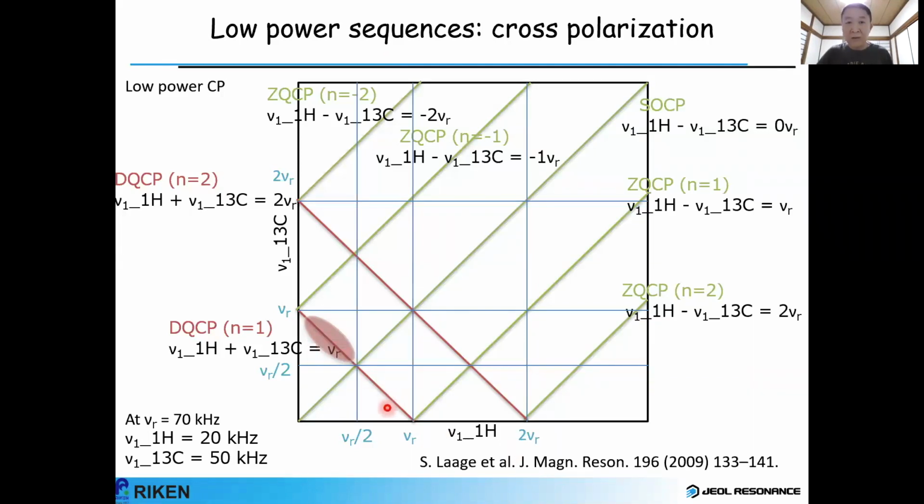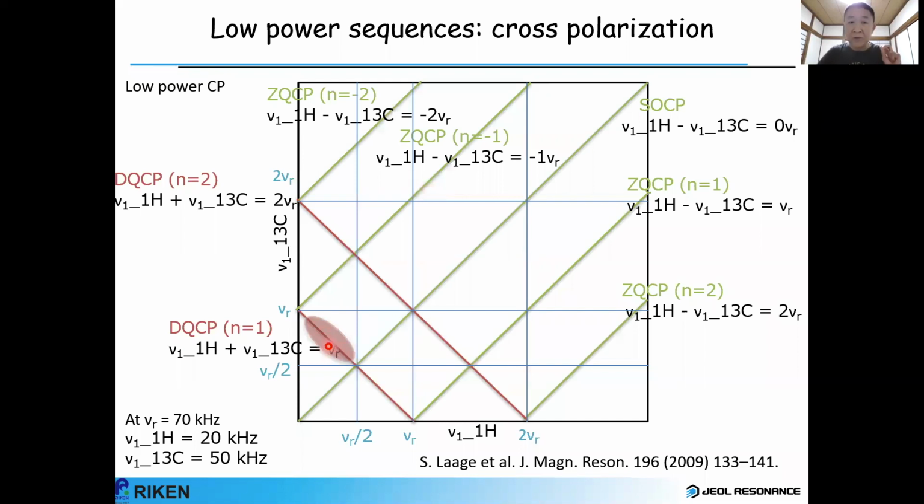In this condition, we set the summation of RF field strength of proton and carbon-13 equal to the spinning frequency or 2 times the spinning frequency. In this case, we can reduce the RF field strength dramatically compared to these conditions. But in this condition, we use the flip-flip term for magnetization transfer. That means we have opposite sign of signal intensity compared to zero quantum cross polarization. So if you phase it with positive signal, you obtain negative signal for these conditions.